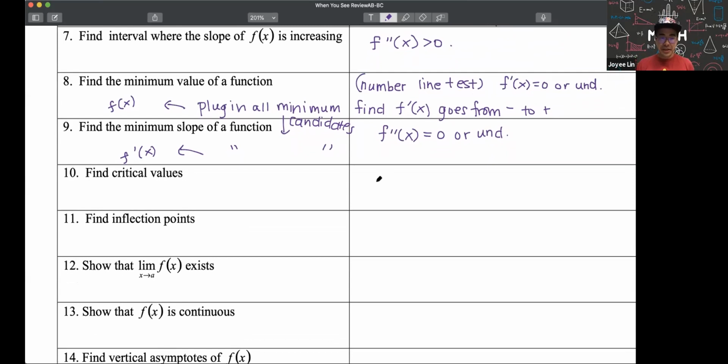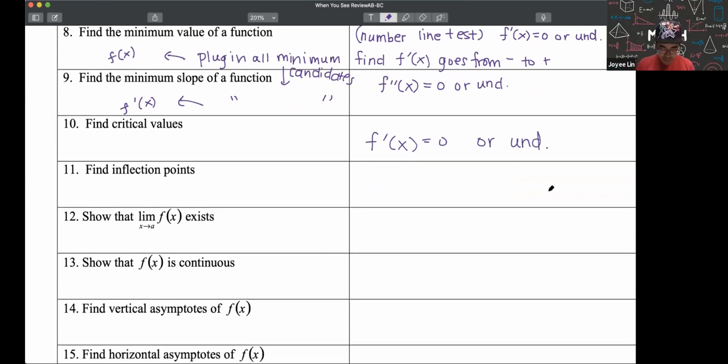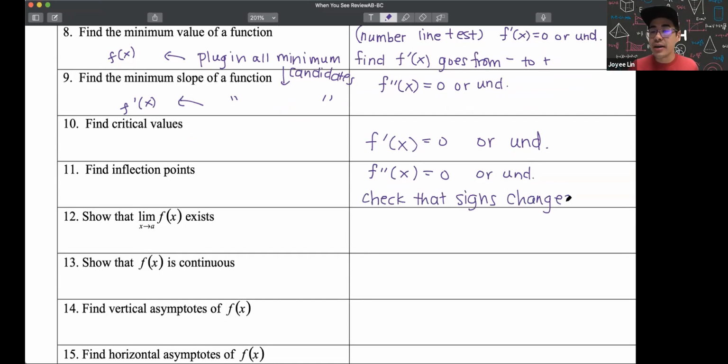Okay, we said critical values, right? So f prime of x is equal to 0 or undefined. Find inflection points. What do we do for inflection points? Okay. F double prime of x is equal to 0 or undefined? Yes. Not only do we need to do 0 or undefined, we need to check that signs change. You can get a critical value of 0 or undefined and the signs may not change.